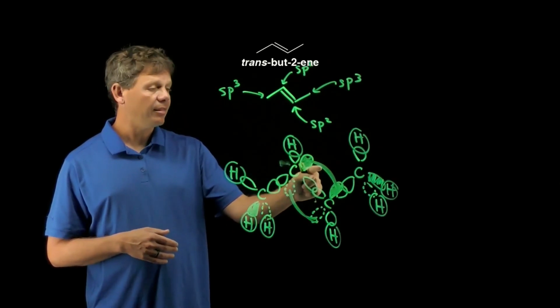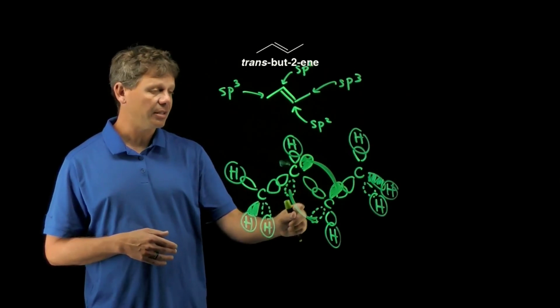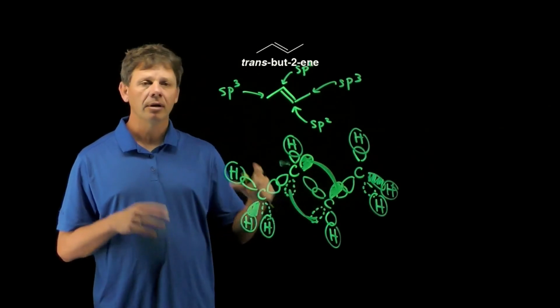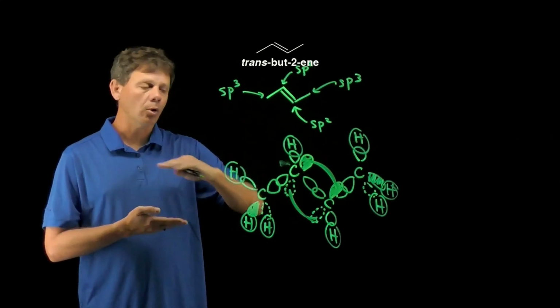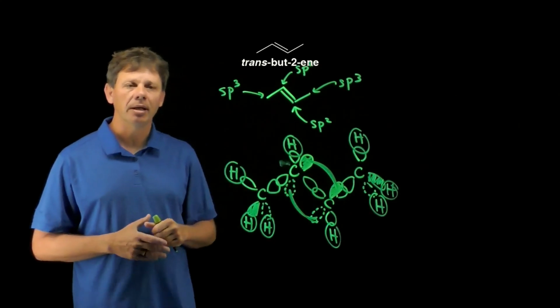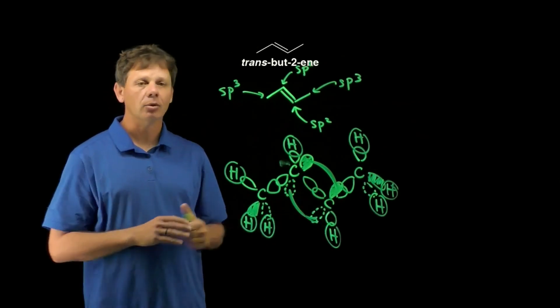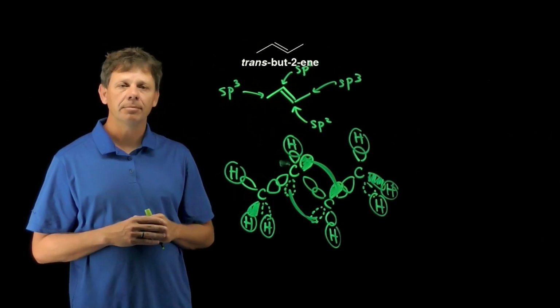Note that this is not the pi bond and this is not the pi bond, but those together represent the pi bond. So the pi bond is formed above and below the plane of the sigma bonded framework. This is the molecular orbital picture of trans-butene.